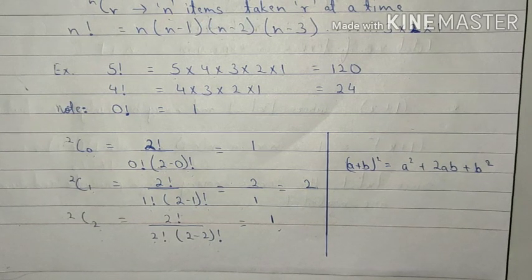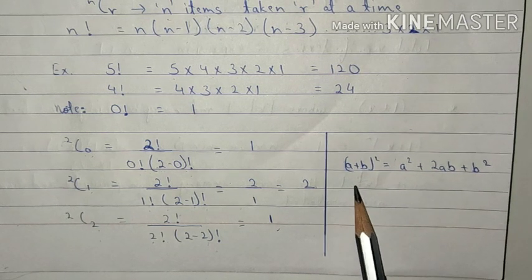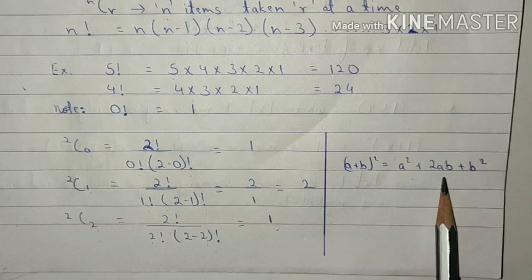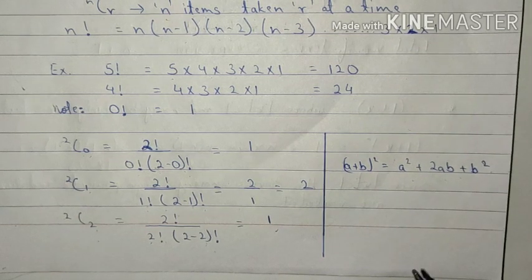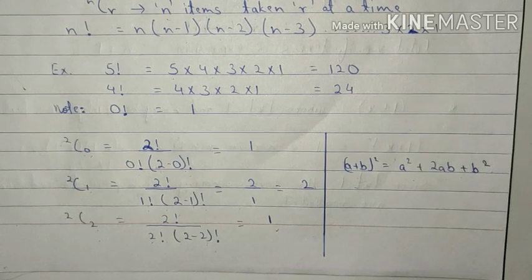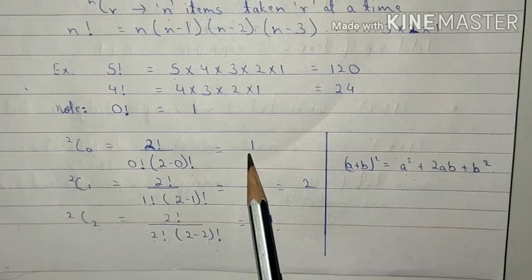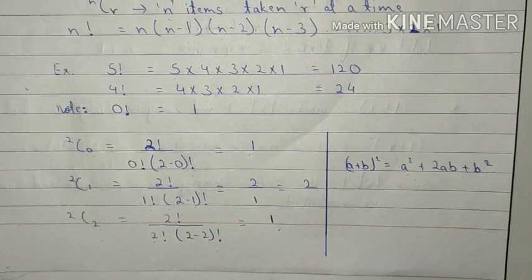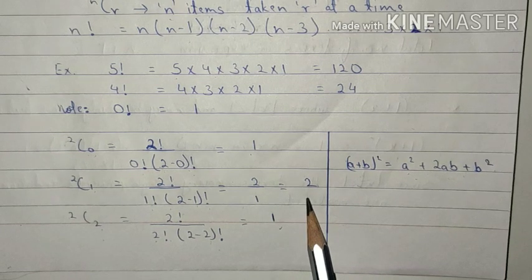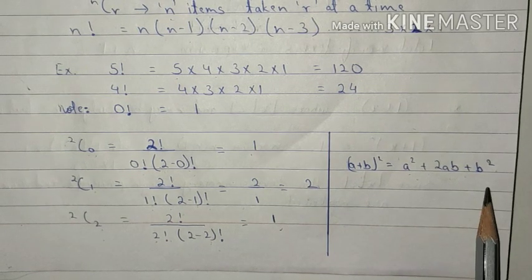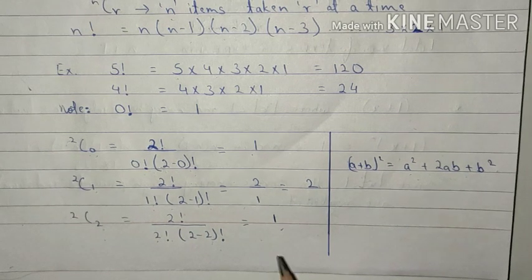The interesting thing to be observed over here is that when we wrote the expansion of (a plus b) whole square as a square plus 2ab plus b square, and we compare that with the values over here, we see that the coefficient of a square was 1. The coefficient of ab is 2 and the coefficient of b square is 1 over here.